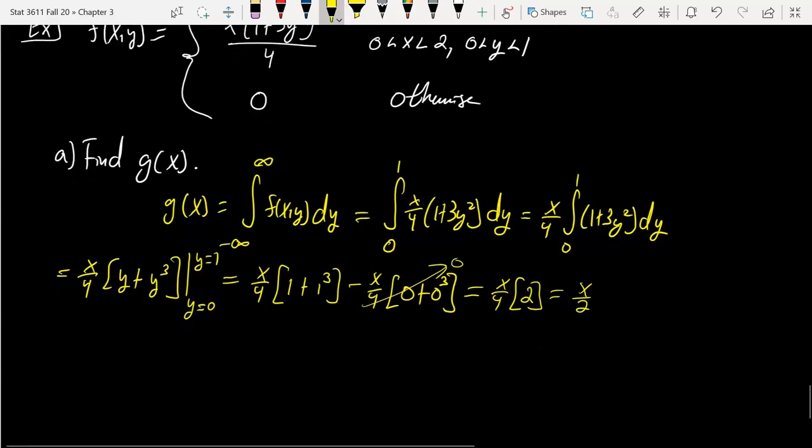So what is g of x then? This means that g of x is equal to x over 2. For what x values? Look at the bounds given in your joint distribution. X goes from 0 to 2 there.